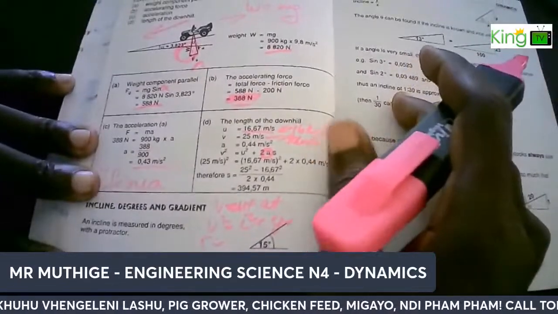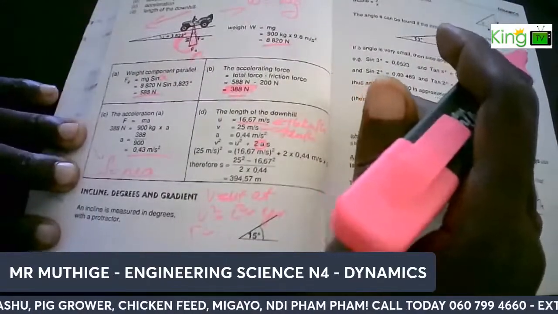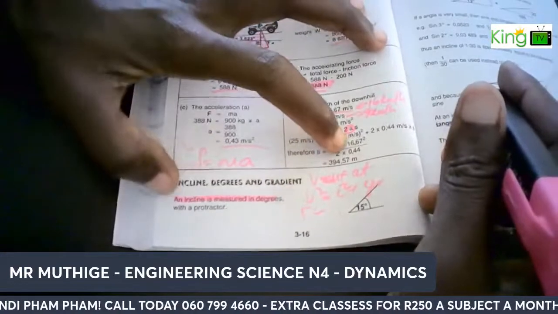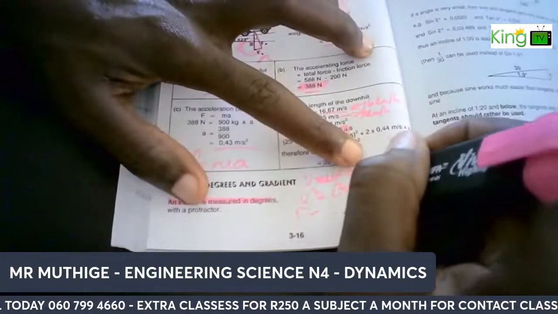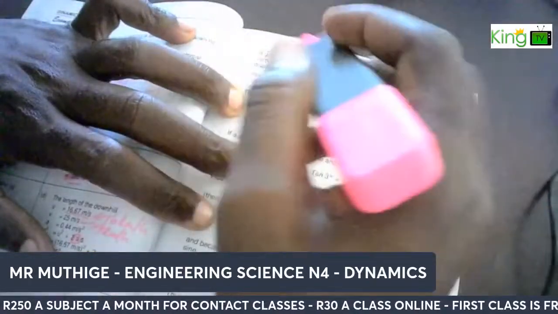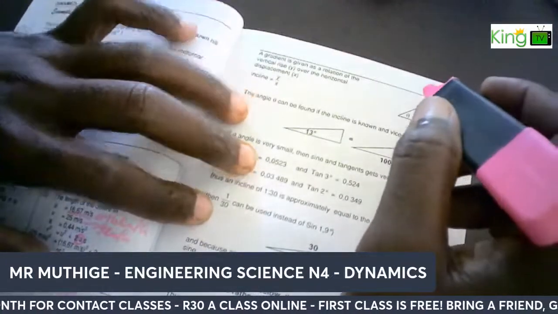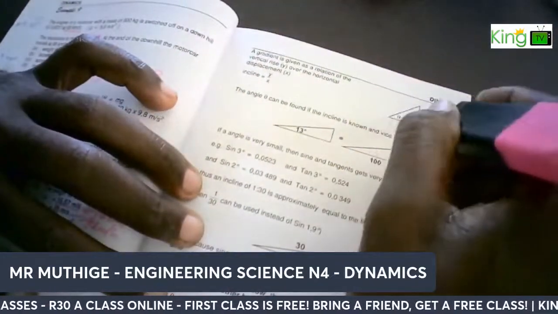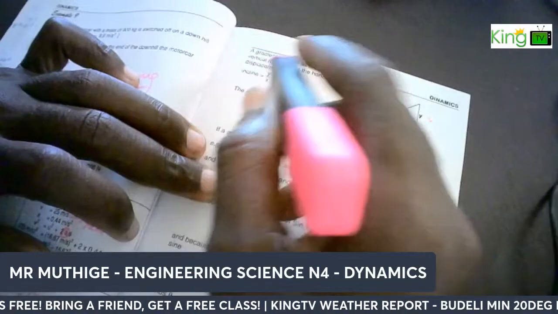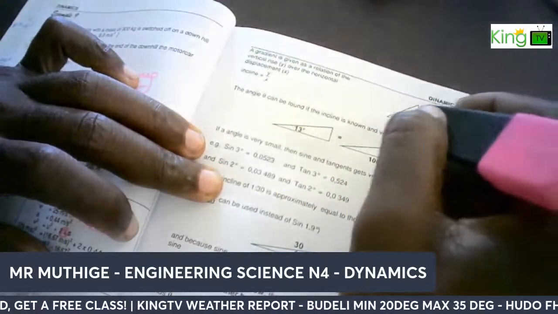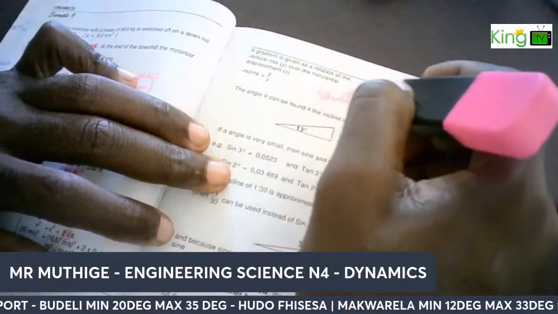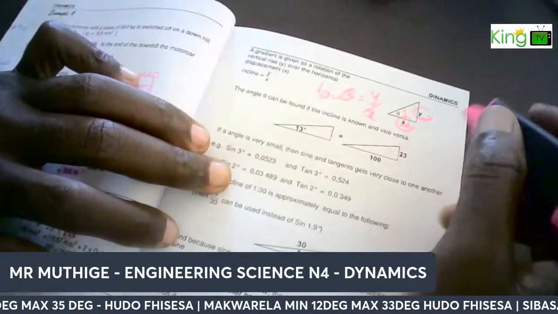And then we speak about a gradient, incline, degrees, and gradient. An incline is measured in degrees with a protractor. For example, 15 degrees, obviously, you use a protractor. Another way you can get the incline is using your relationship with the sine and the cos. A gradient is given as a relation of the vertical rise over the horizontal displacement. Incline is y over x. At the same time, you can use tan theta to have y over x, and then you'll be able to get the angle that you are looking for.